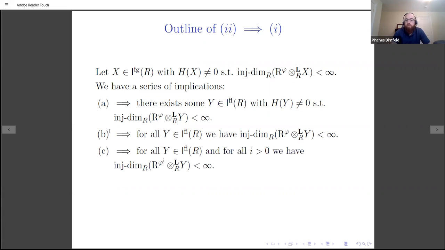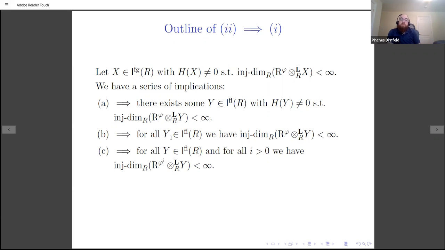However, I forgot to mention, I want to clarify, when I'm looking at the injective dimension here, maybe this is obvious to some people. It wasn't obvious when I first read it. When I look at this injective dimension, I'm really looking over the target ring, not the source. If you look at the injective dimension over the source ring, this is already known to hold if and only if R is actually regular. And this is already due to Avramov, Iyengar, and Miller, I believe.